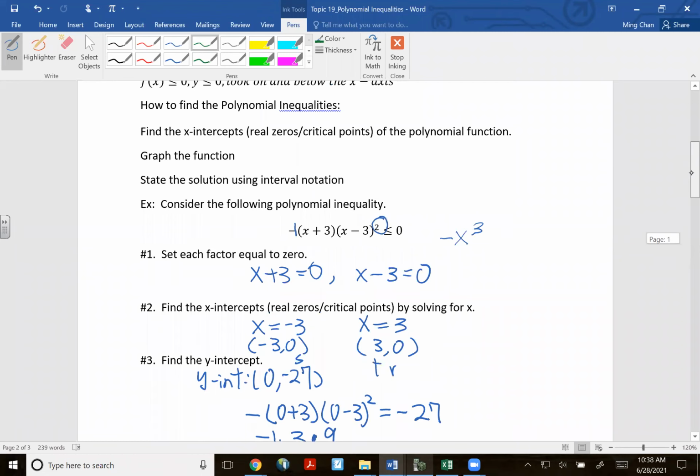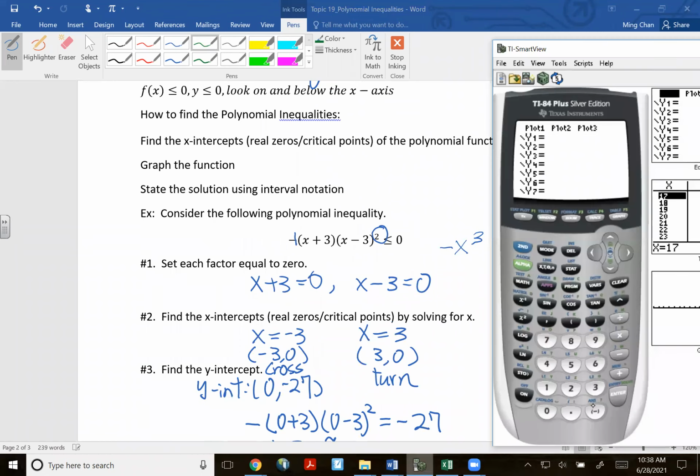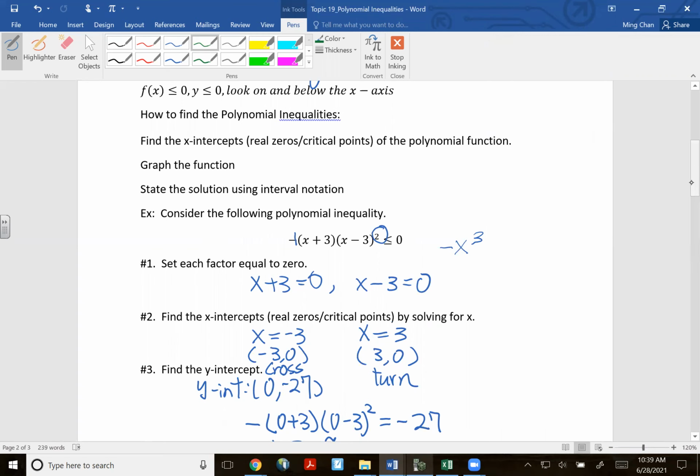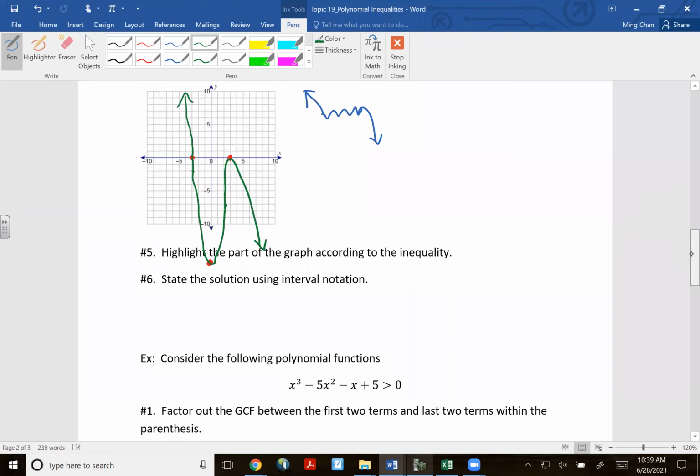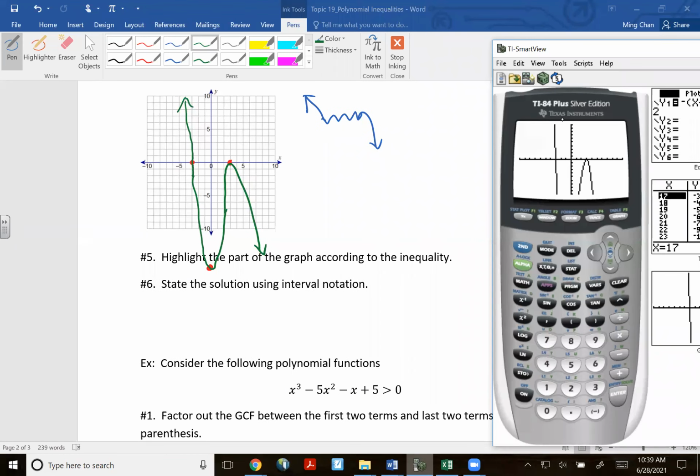So a little bit tricky to graph. Negative (x plus 3) times (x minus 3) squared. Coming down, the y-intercept is way down there, come up and go down again. So by knowing how to graph by hand, it tells me what I'm looking at makes sense. Coming down to the y-intercept, go back up, and then once we reach (3, 0), it curves back down again.